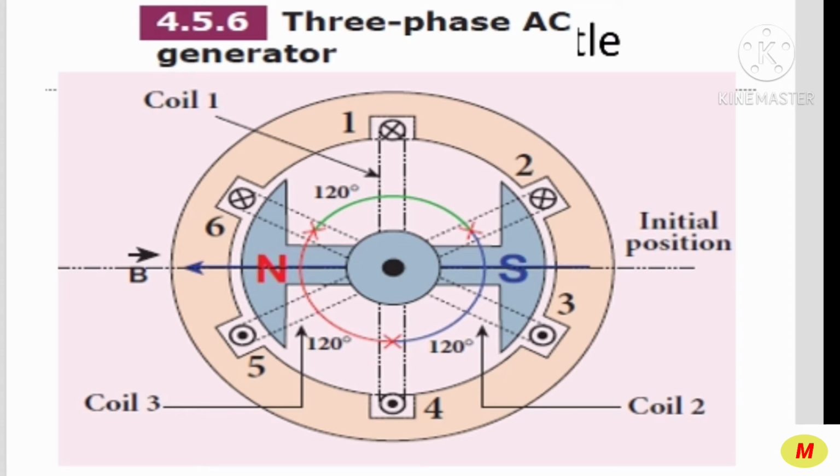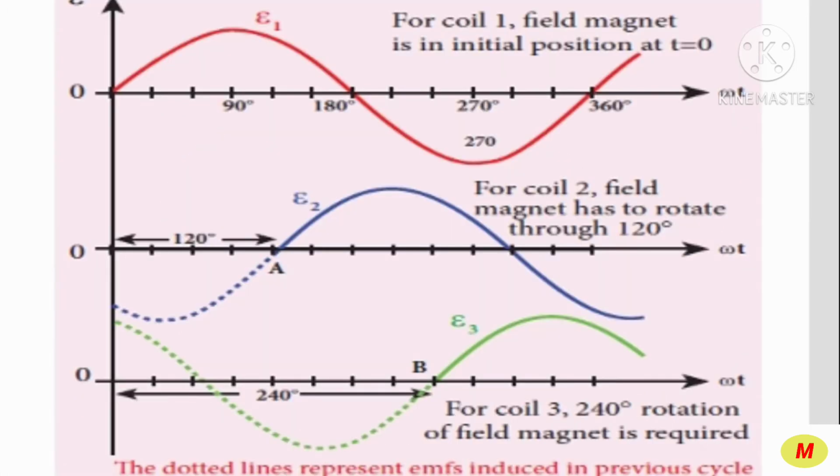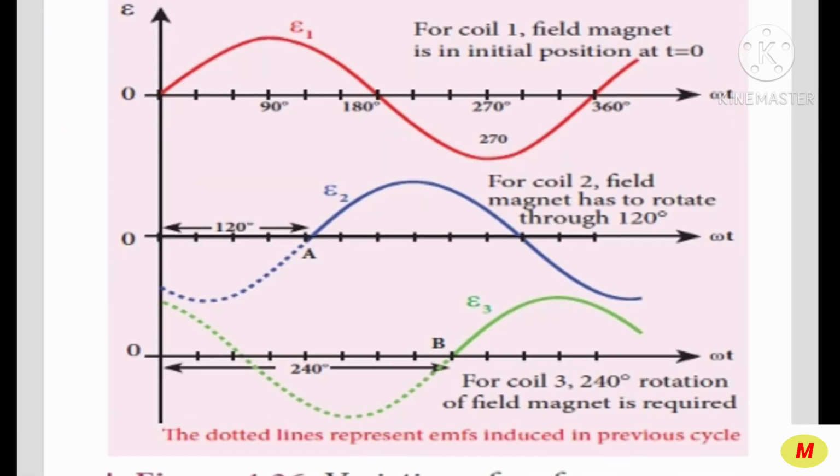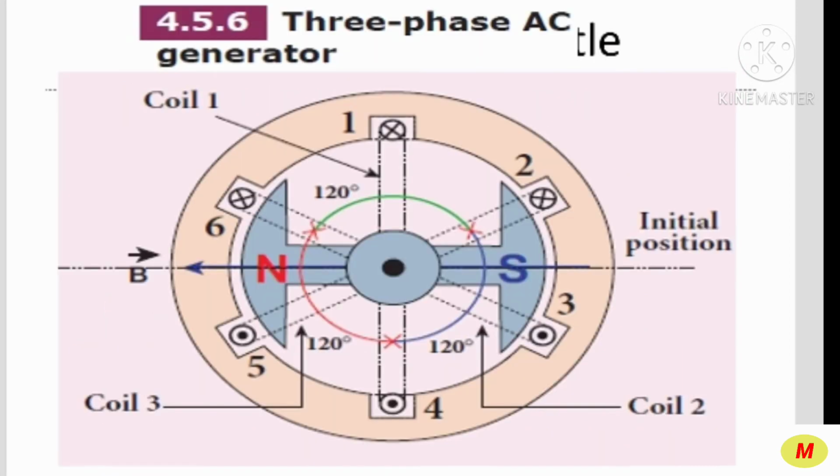Next one is about working of a 3-phase AC generator. The initial position of the field magnet is horizontal and the field direction is perpendicular to the plane of the coil 1. When it is rotated from that position in clockwise direction, alternating EMF epsilon 1 in coil 1 begins a cycle from origin O. When it is rotated through angle 120 degrees, the alternating EMF epsilon 2 in coil 2 starts at point A.